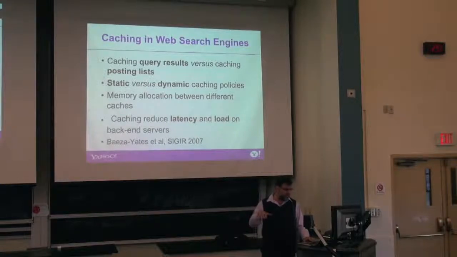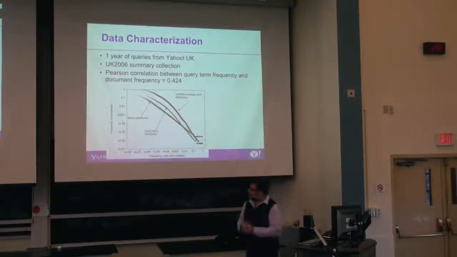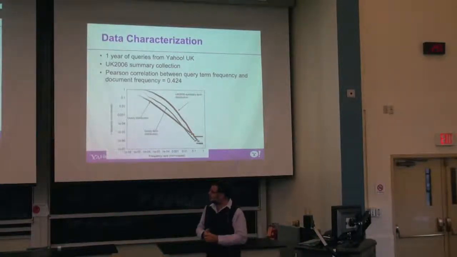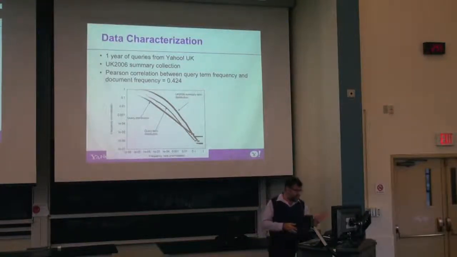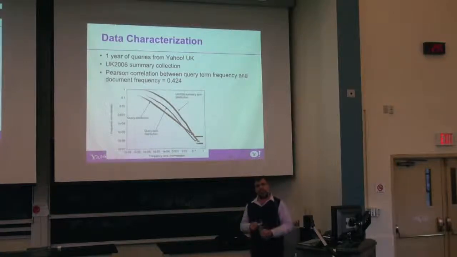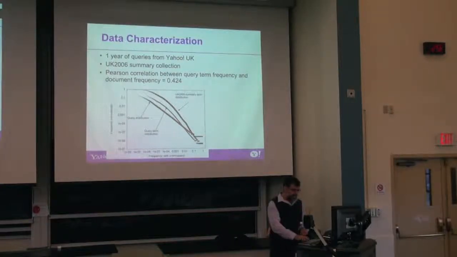So this was the first paper that looked at the conceptual part of caching. And just to give you an idea of the kind of distribution you see on the web, the data we used at that time was only the UK collection, so basically all documents in the United Kingdom and all queries in the United Kingdom, and here you see what happened.